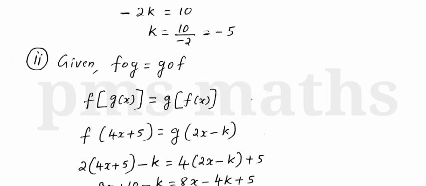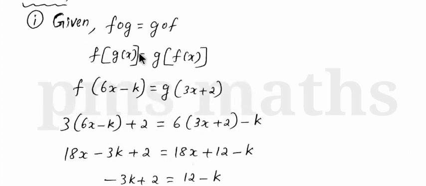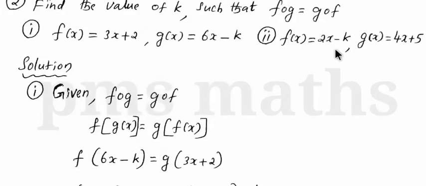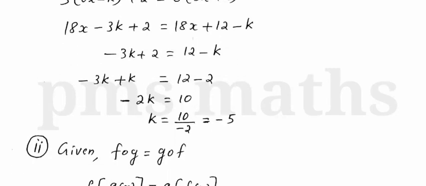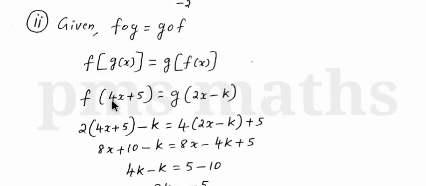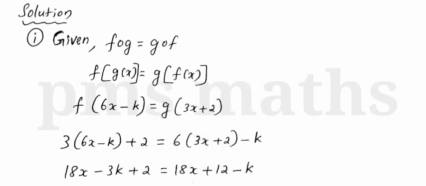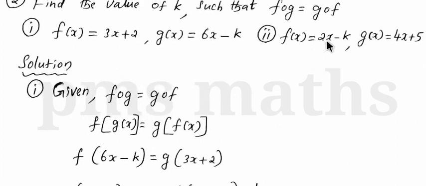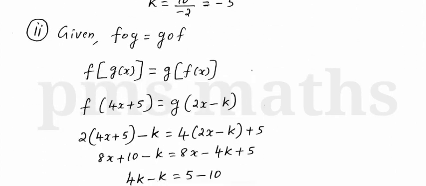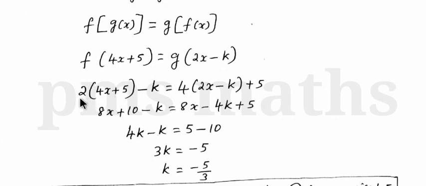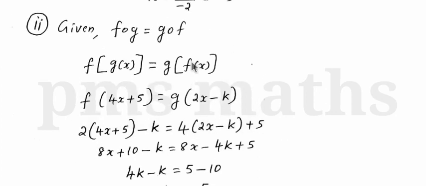f of 4x plus 5 means in f of x, substitute instead of x. What's the value of x here? Instead of x, we can substitute 4x plus 5. 4x plus 5 should be written instead of x. Therefore, 2x becomes 2 into 4x plus 5, minus k, is equal to, similarly, g of x.